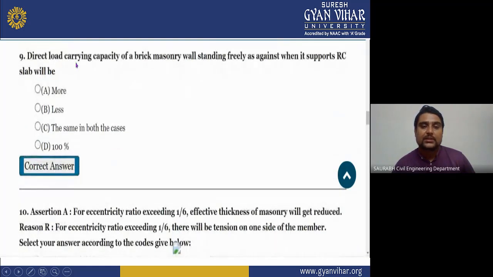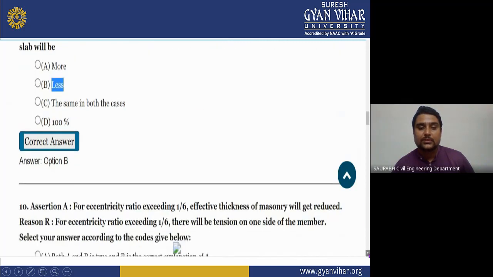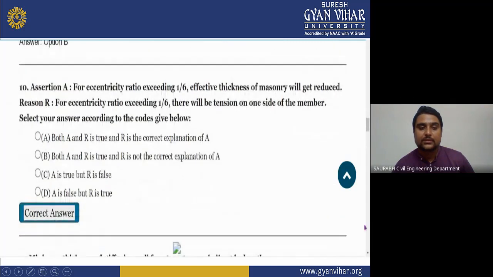Come on, the ninth question. The direct load carrying capacity of a brick masonry wall standing freely, compared to when it is supported on an RCC slab, will be: more, less, the same in both cases, or 100%. Here the right answer will be less. The direct load carrying capacity of the brick masonry wall will be less.